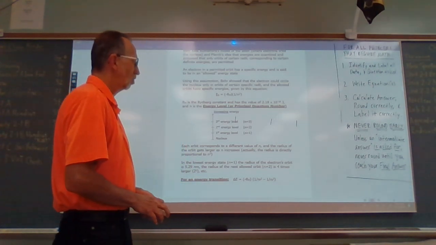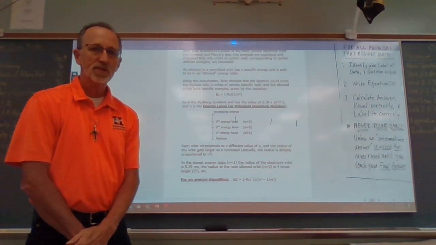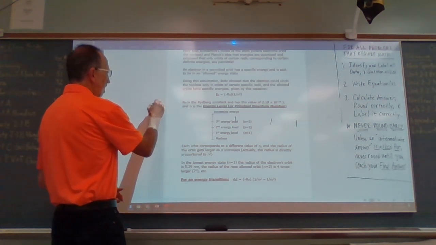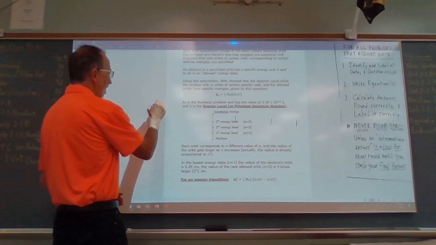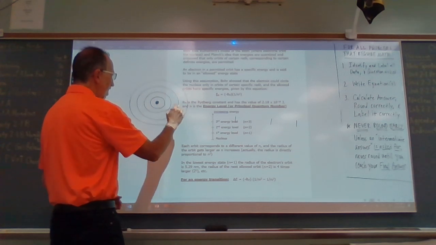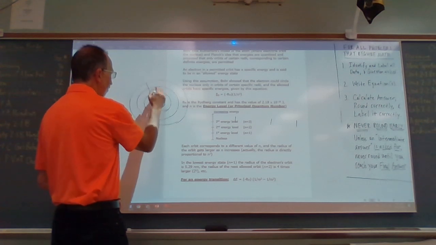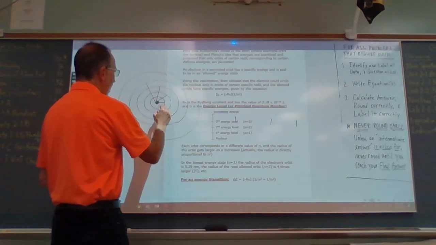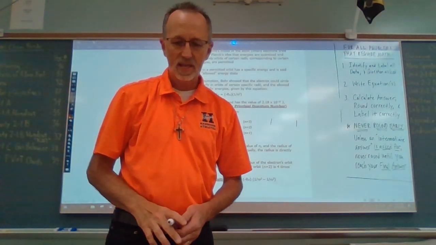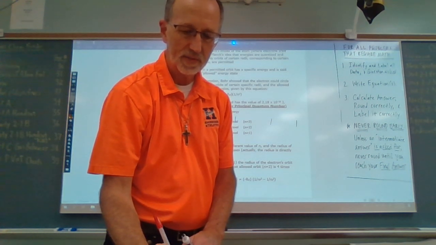Using this assumption, Bohr showed that the electron could circle the nucleus only in orbits of certain specific radii, all right? Basically, this is the nucleus, and then this is the electron cloud. We now have varying orbits that are a certain radius from the nucleus, all right? And each of those orbits corresponds to a specific amount of energy, all right? A specific amount of energy.